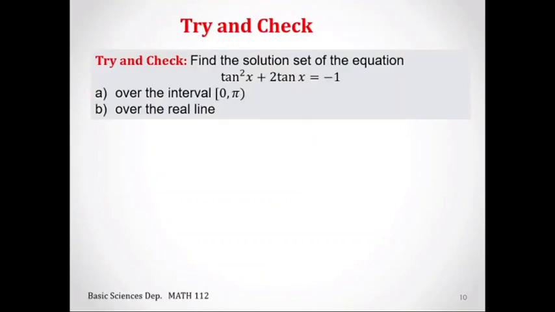Now let's try to solve this equation. Find the solution of the equation tangent squared x plus 2 tangent x equal to minus 1. Okay, I will do the solution on 0 to pi, and then we'll extend it to the real line.